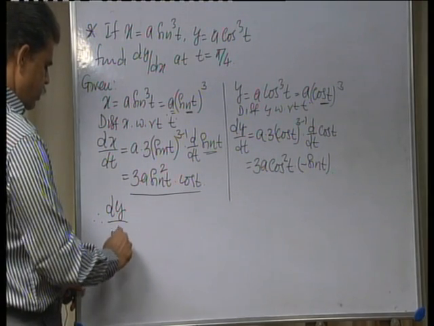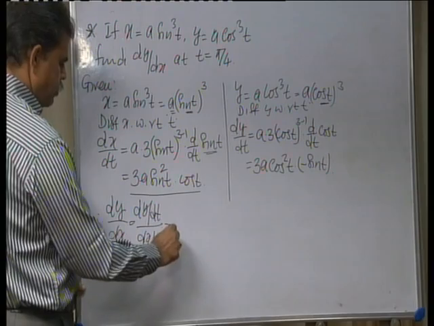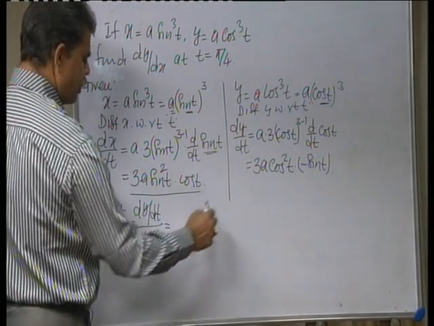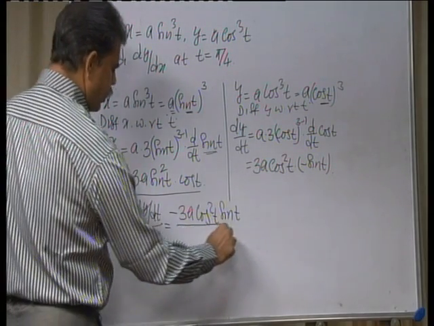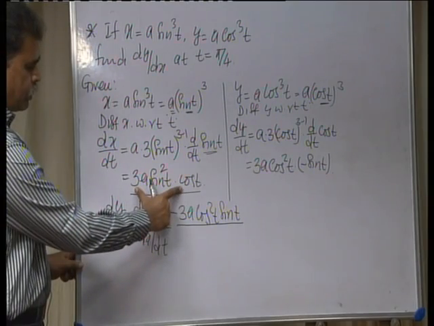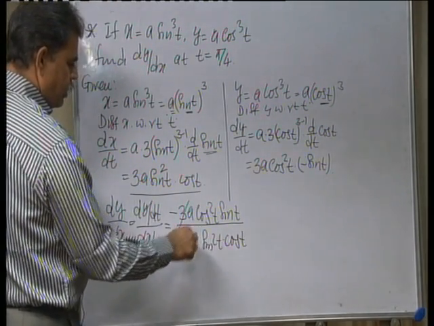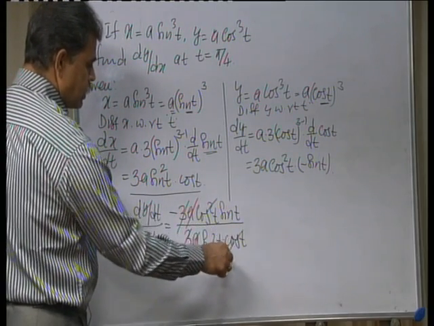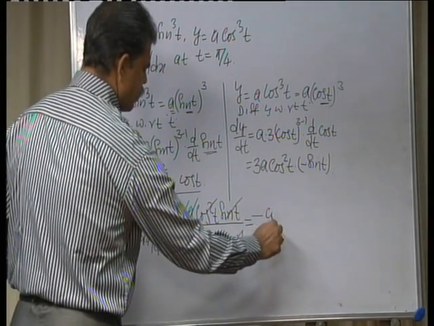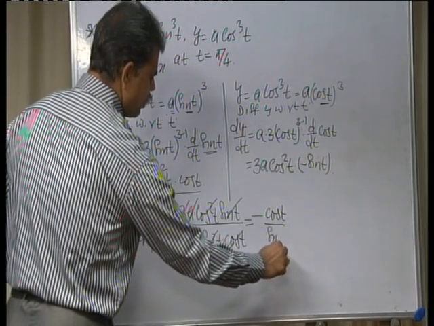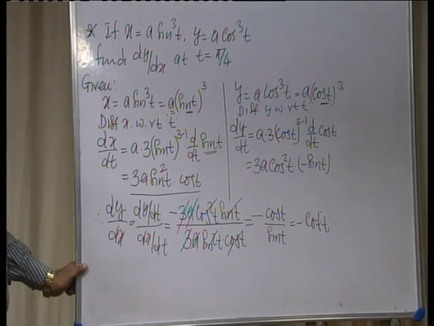Therefore, dy divided by dx is equal to dy by dt whole divided by dx by dt. You substitute the dy by dt value, which is minus 3 into a into cos square t into sin t, whole divided by dx by dt. dx by dt is what? 3 into a into sin square t into cos t. 3 cancels, a cancels, one cos cancels, sin cancels, and we remain with minus cos t divided by sin t, which is equal to minus cot t. So dy by dx is minus cot t.